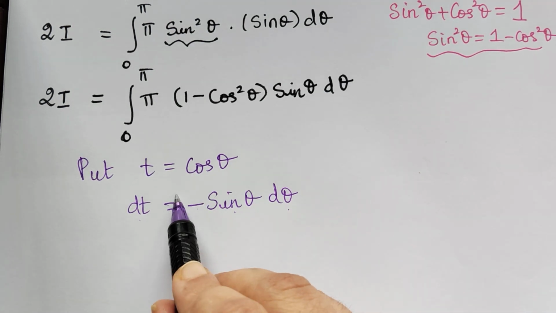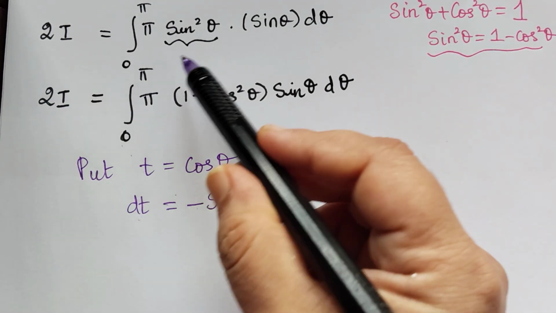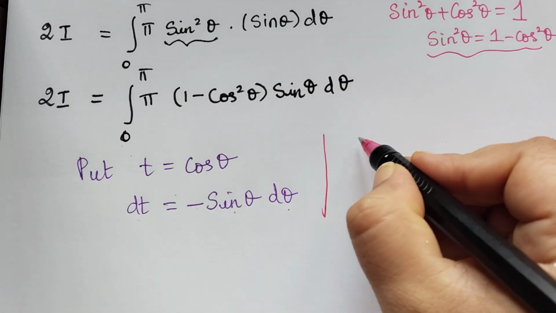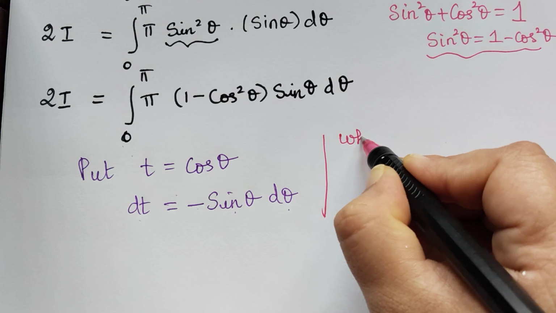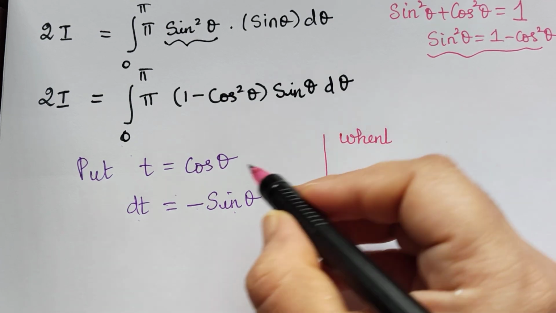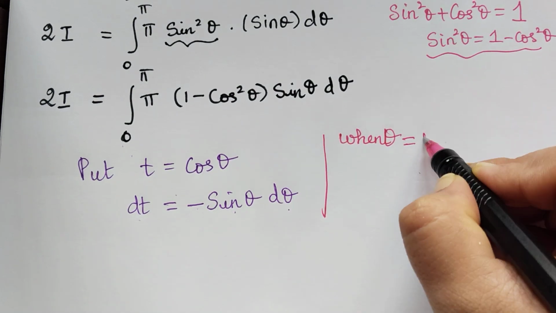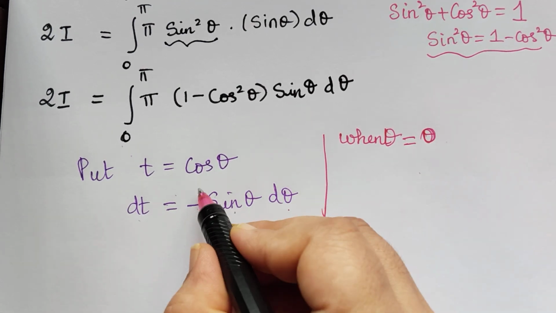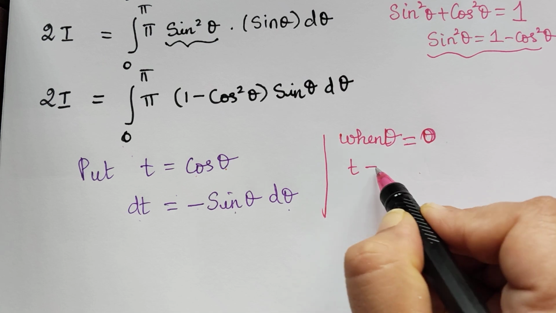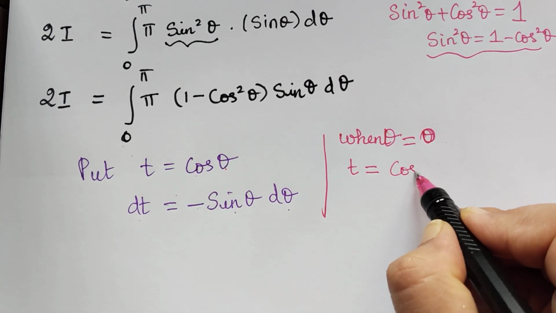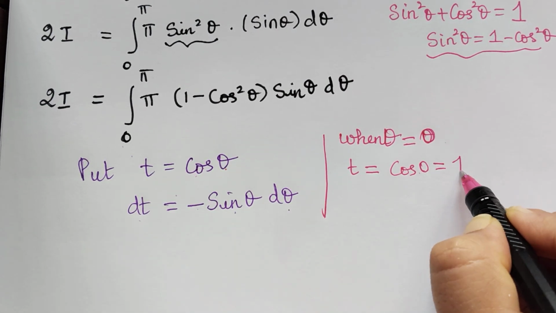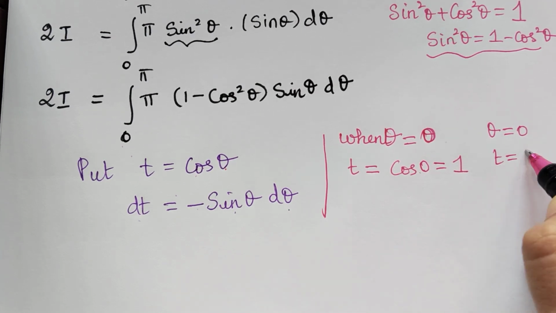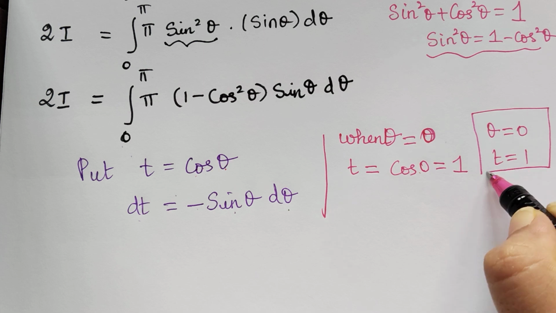Whenever we make a substitution, we should also check how the limits change after the substitution. So what are the limits? The lower limit is 0. So now the limit is for theta. When theta is equal to 0, t will be equal to cos 0. What is cos 0? Cos 0 is equal to 1. So when theta is equal to 0, we get t equal to 1. So this is the lower limit.